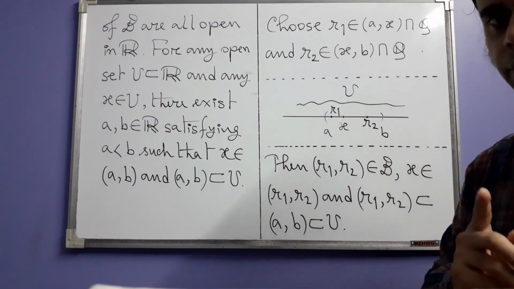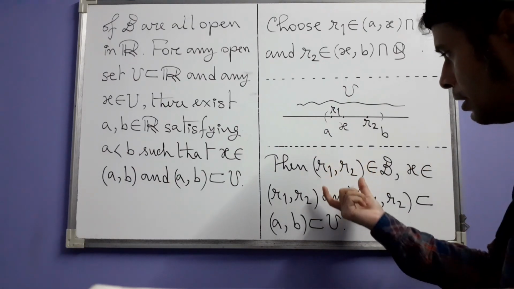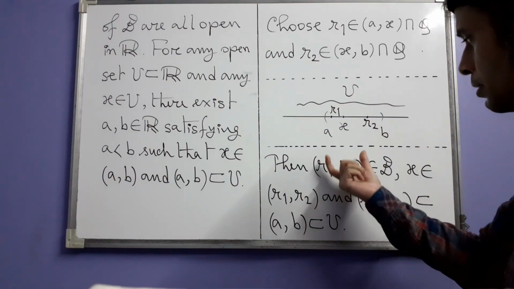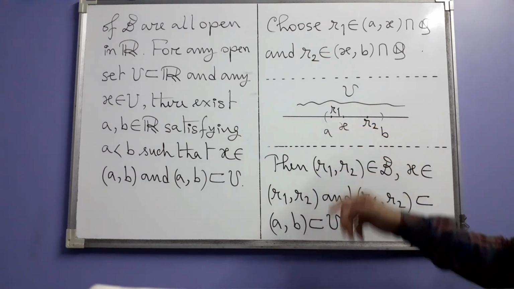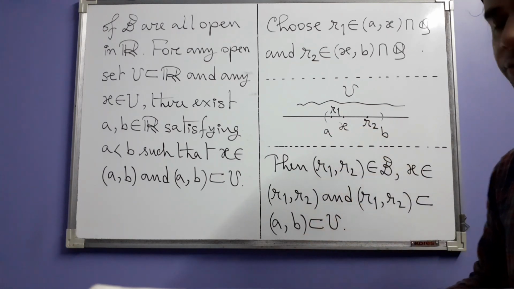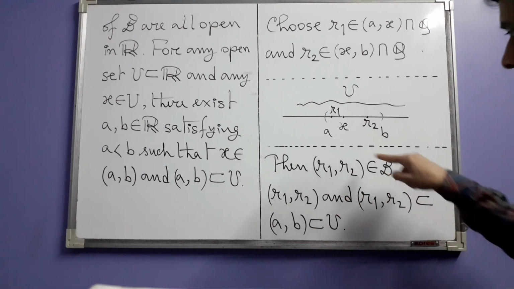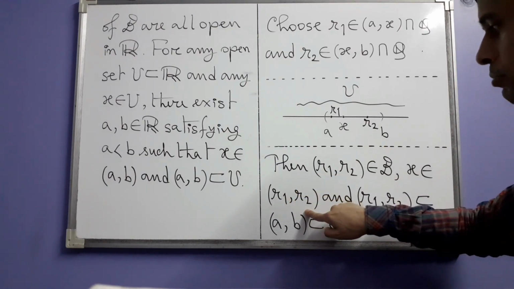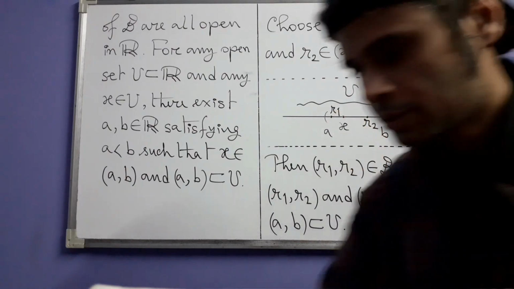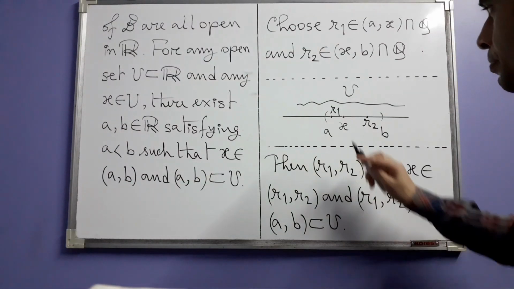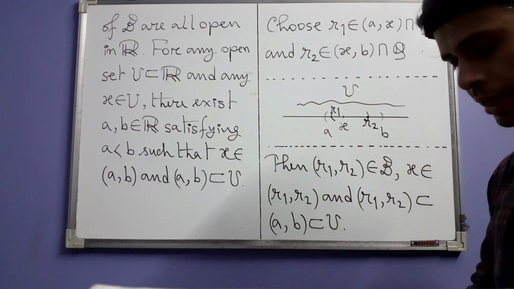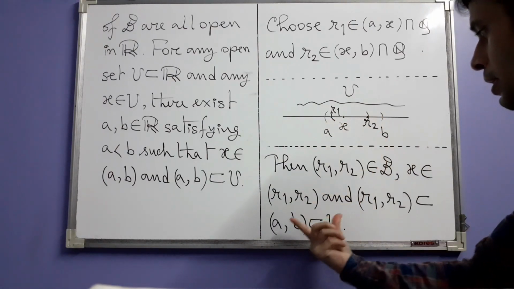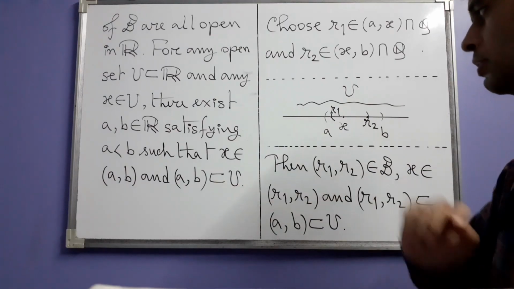And what more is true about this open interval, that its boundary points, its endpoints are rational numbers, and that is why it belongs to our collection B. And you can see from the figure, or you can prove, it's not a very difficult proof rigorously, that x belongs to this open interval R1, R2, and the open interval whose left boundary point is R1 and right boundary point is R2 is itself contained inside a, b, which is already contained in U.